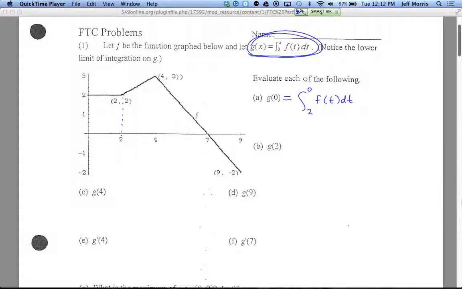What this is telling me to do, to figure out g of 0, is find the area under the curve from 2 to 0. Let's remember, how do we measure area? A definite integral represents the area under the curve. And we started with a Riemann sum, estimating that area under the curve using a left endpoint, a right endpoint, and a midpoint.